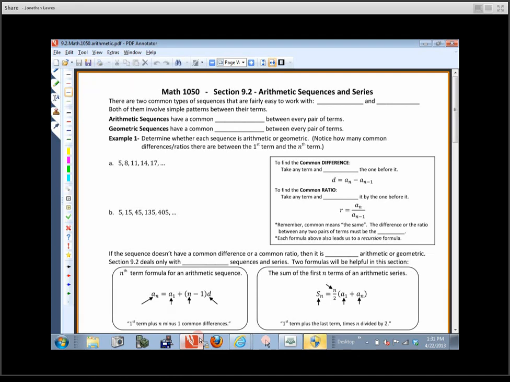And if you got done with that, then you're probably in pretty good shape for understanding this section, because this section is all about one specific type of sequence and series. Okay, it's called an arithmetic sequence and series.